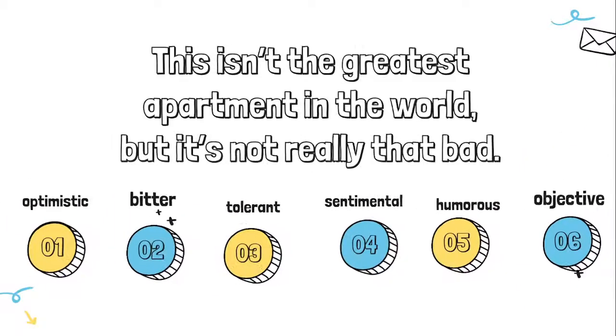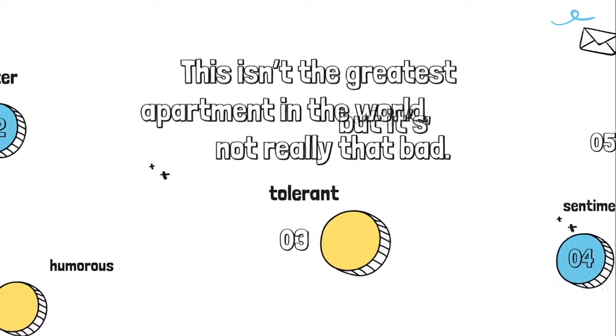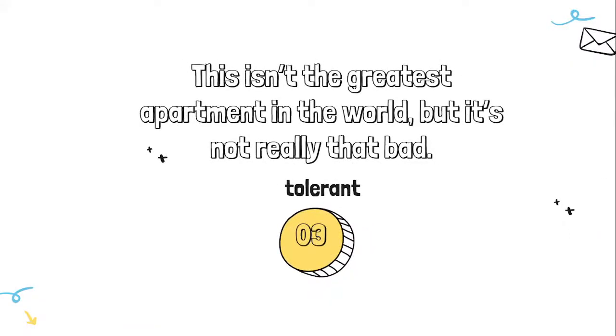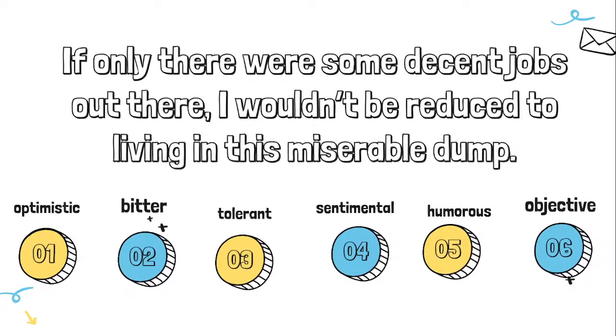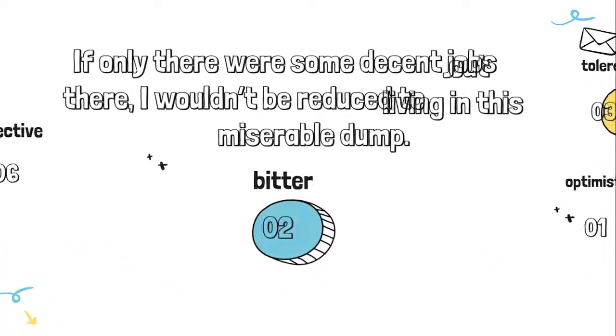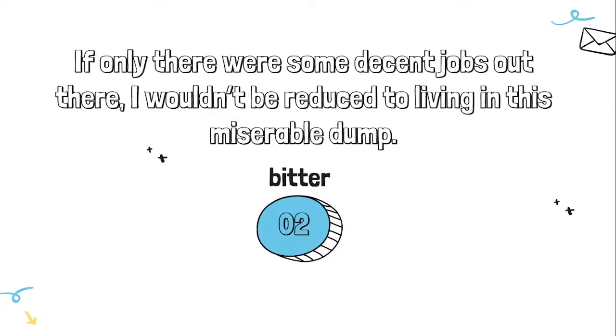This isn't the greatest apartment in the world, but it's not really that bad. The tone is tolerant. The words "not really that bad" show that the writer accepts the situation while recognizing that it could be better. If only there were some decent jobs out there, I wouldn't be reduced to living in this miserable dump. The tone is bitter. The writer resents a situation that forces him or her to live in a miserable dump.